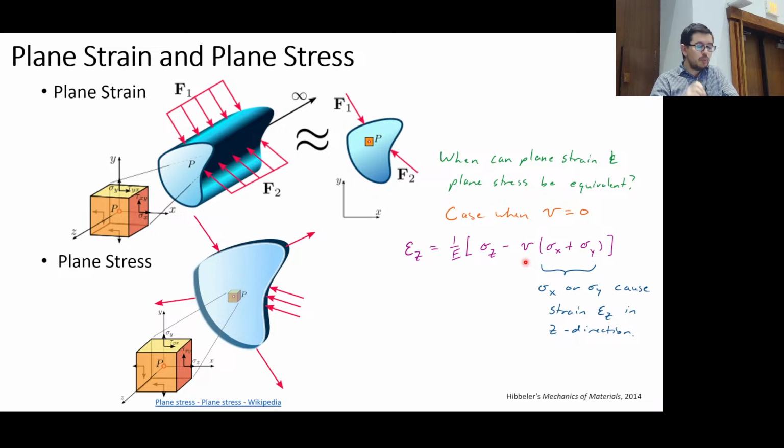But Poisson ratio equal to 0, that's a hard one to do. But that would be the condition that would satisfy plane strain and plane stress being equivalent to each other.